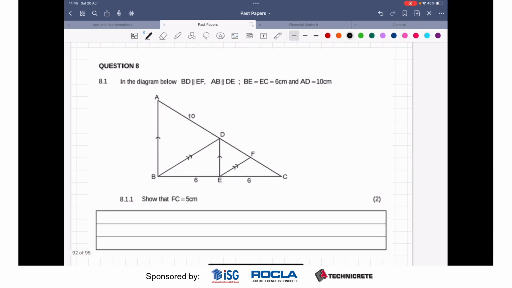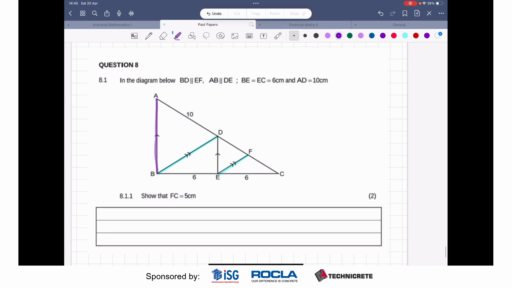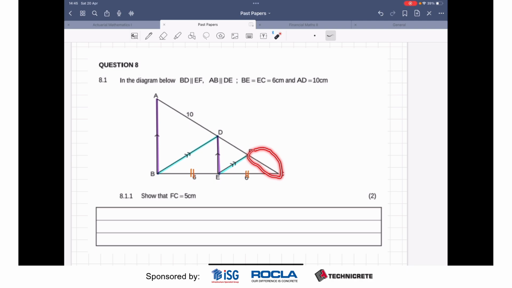So we're told that in the diagram below, BD is parallel to EF. And we're also told that AB is parallel to DE. And BE is equal to EC. And AD is equal to 10. So 8.1.1 asks us to show that FC, which is this one, is equal to 5 centimeters.